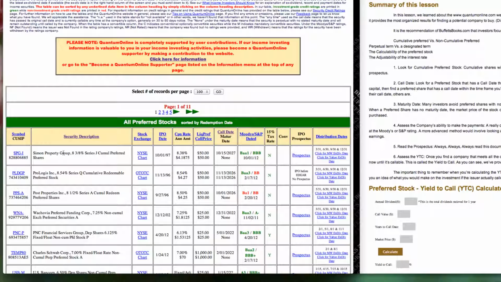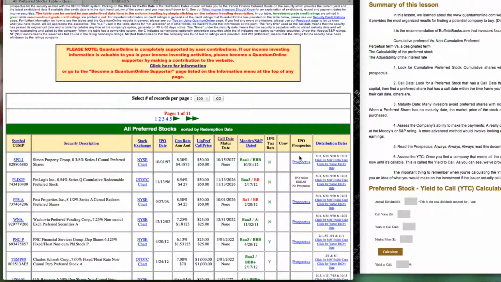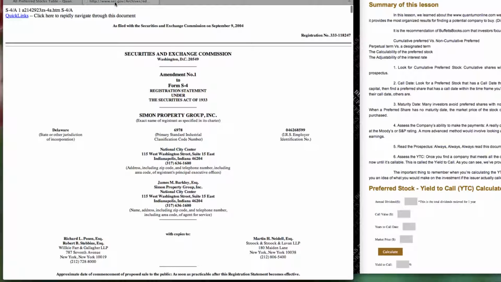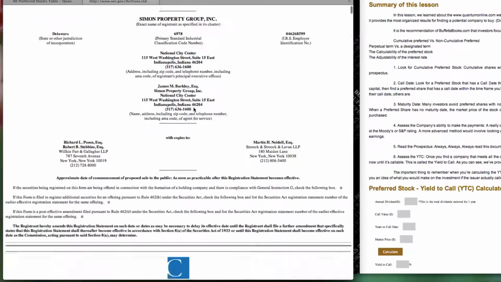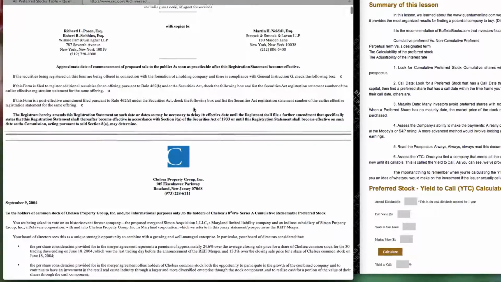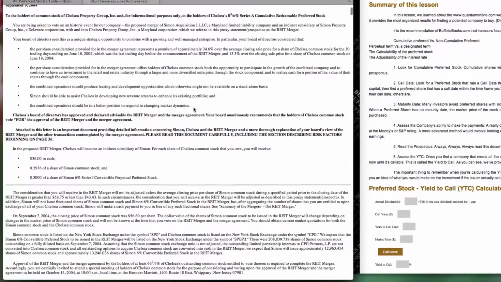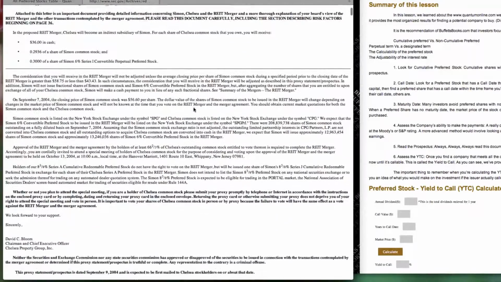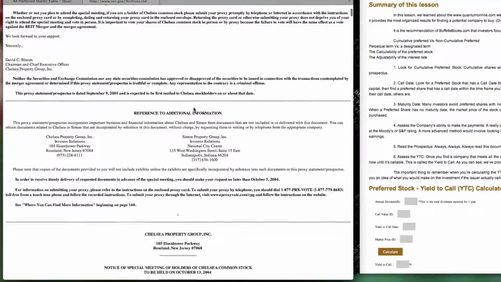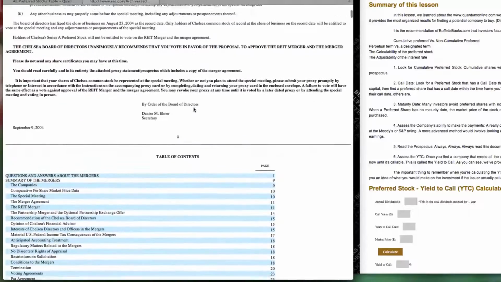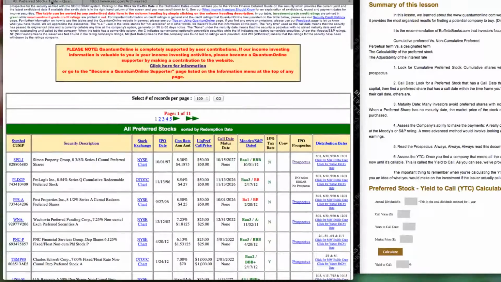And if you really want to dig deep, let's say that you wanted to take a closer look at this Simon Property Group. You can pull up this prospectus. Okay, let's go ahead and click on that. I opened it up in another window, and here's all the details that you would need to know about that preferred share. If you were going to buy this preferred stock, this gives you all the information and all the details that you need to know. And that information is right there at your fingertips by just clicking on that prospectus.